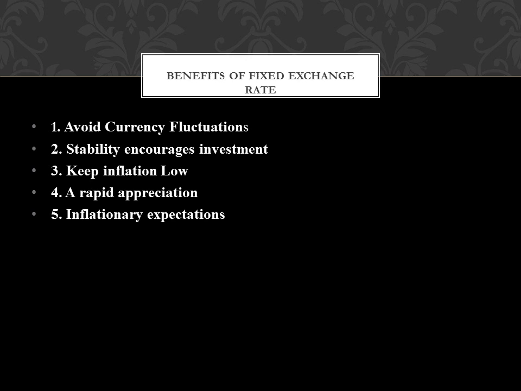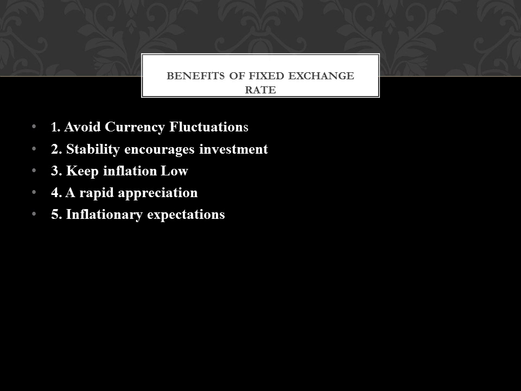Stability encourages investment. The uncertainty of exchange rate fluctuations can reduce the incentive for firms to invest in export capacity. Some Japanese firms have said that the UK's reluctance to join the euro and provide a stable exchange rate makes the UK a less desirable place to invest.